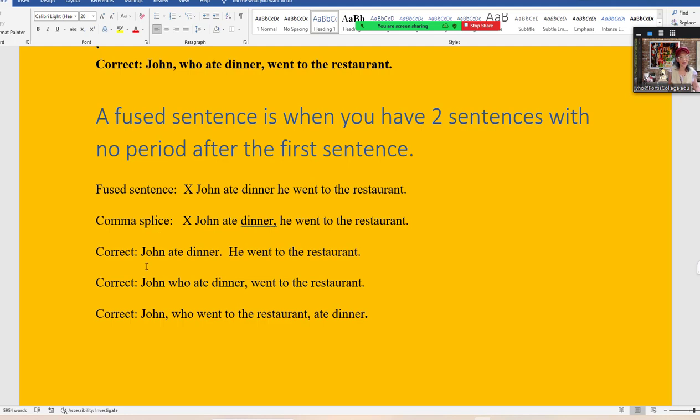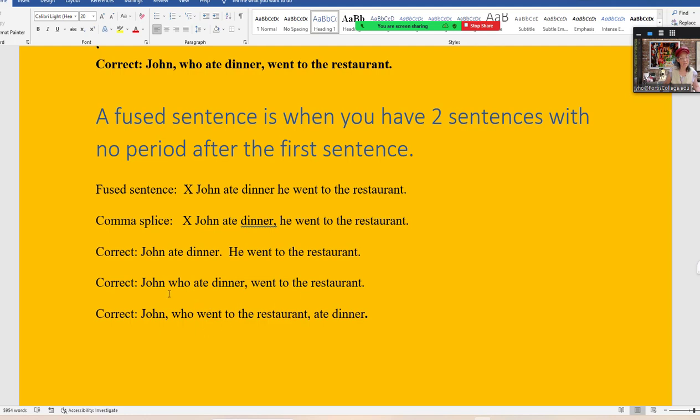So you have to know that difference. So John ate dinner, period. He went to the restaurant. So in order to fix a fused sentence, you put the period there, you capitalize the word. Or you stick in a pronoun. John who ate dinner went to the restaurant.